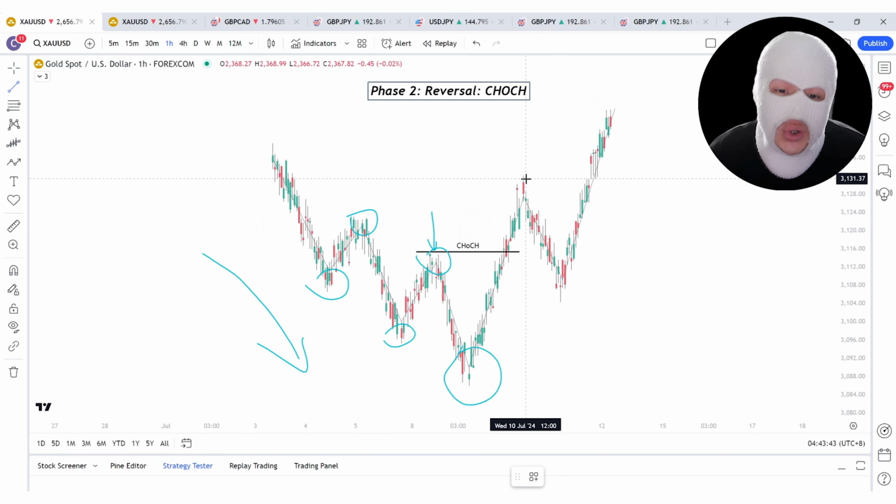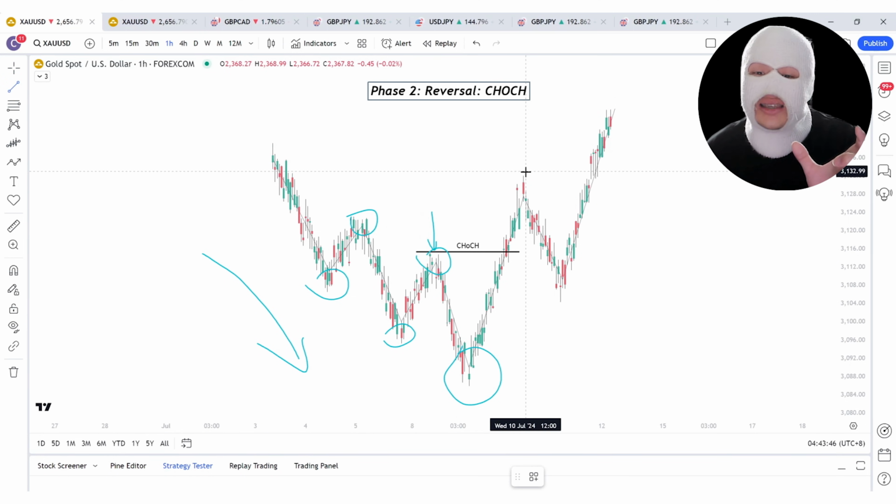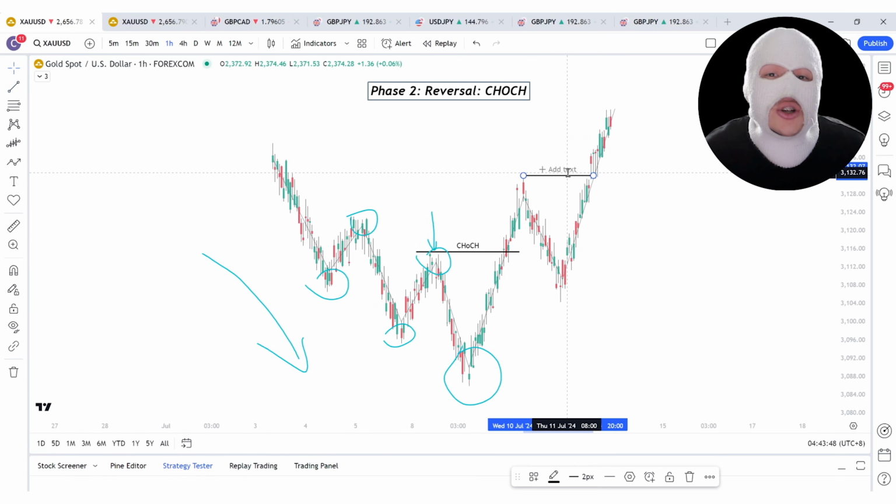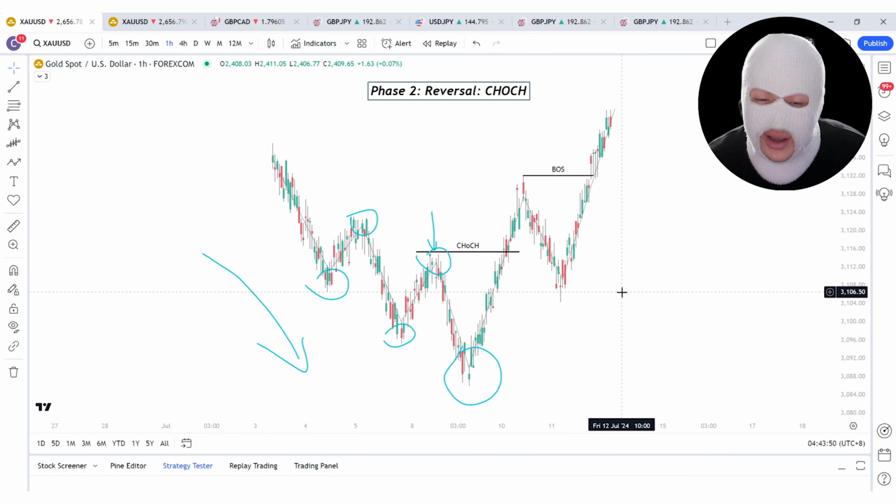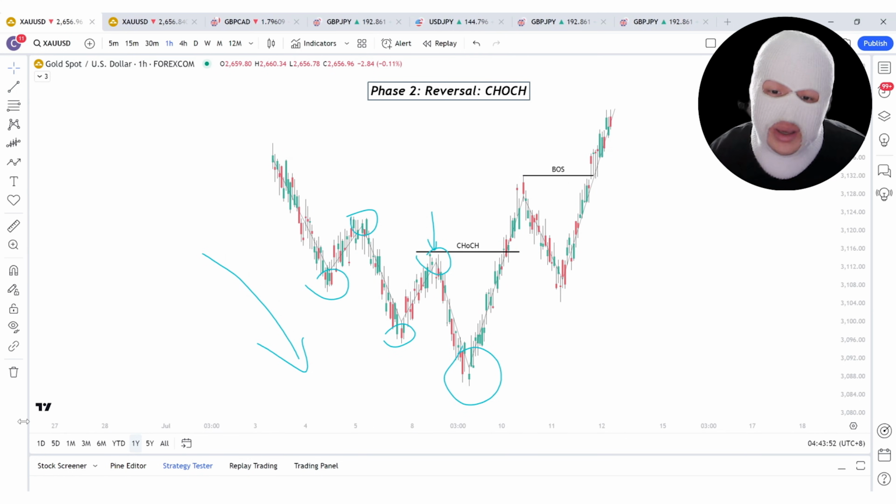So let me repeat that. You need to see a change of character plus a BOS to confirm a true trend change. Again, this is very, very basic stuff, so understanding this is extremely important.